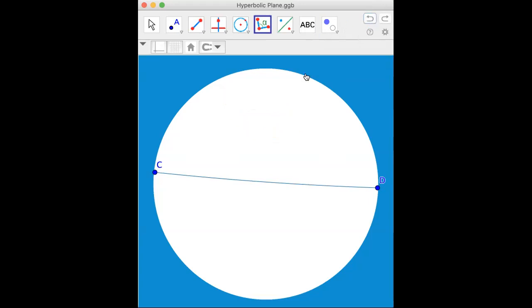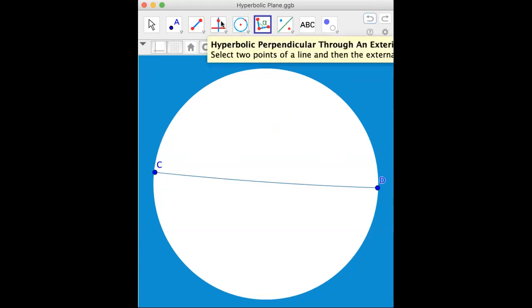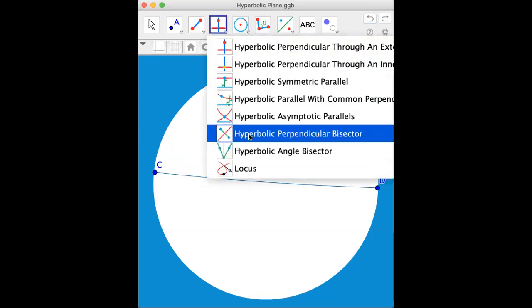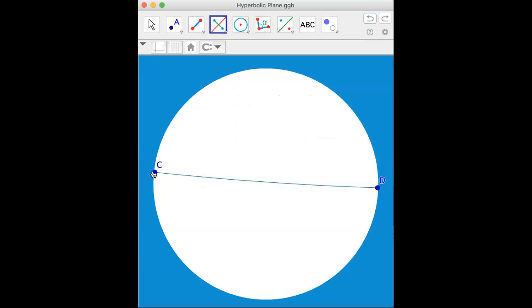I'm gonna create a perpendicular bisector of CD right here. Let me show you. You're gonna choose from here the hyperbolic perpendicular bisector of that segment CD. You click on this, and then this one is the perpendicular bisector. Perpendicular means the angle has to be 90 degrees right here, right? So we're gonna measure that. And bisector means divide in two.